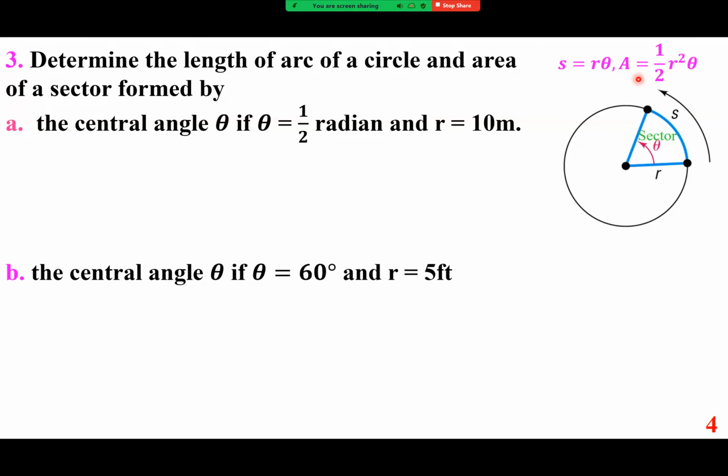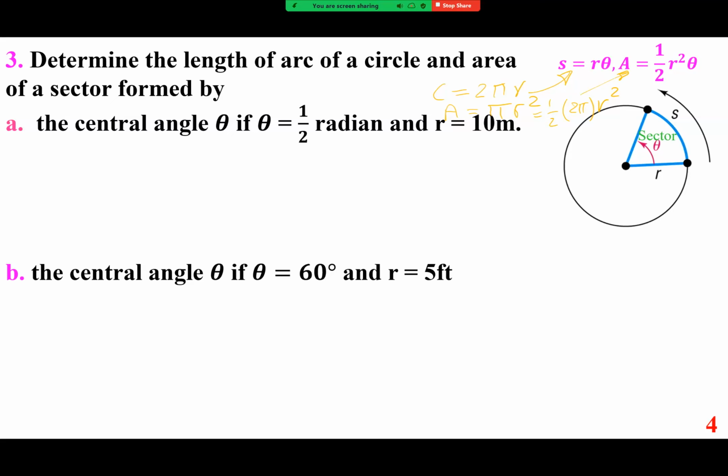And basically, it comes from the fact that the circumference of a circle is 2 pi r. So the whole revolution is 2 pi, that gives rise to S equals r theta. And area of a circle is pi r squared, or 1/2 times 2 pi r squared, and it gives rise to the formula for the area of a sector.